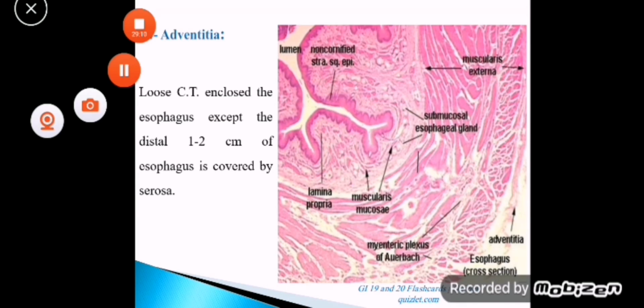Adventitia is the outer layer of the esophagus, which is composed of loose connective tissue and lines the outer layer of the esophagus, except the lower 1 to 2 centimeters of the esophagus, which is covered by serosa.